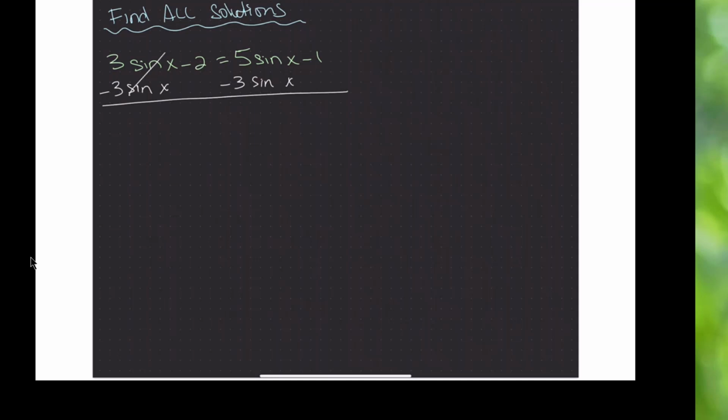These are going to cancel. So we get negative 2 equals how many sines? 2 sine x. And then don't lose your little negative 1, right? And what do you think you're going to do? Add 1 to both sides. We get negative 1 equals 2 sine of x. Is sine all by itself yet? No. What do you have to do? Divide both sides by 2. Negative 1/2 equals sine of x.